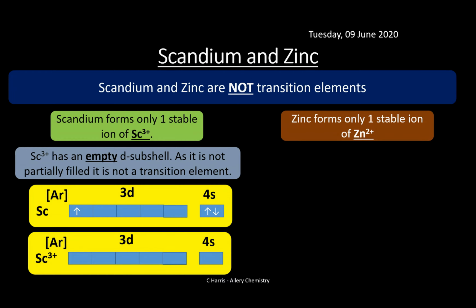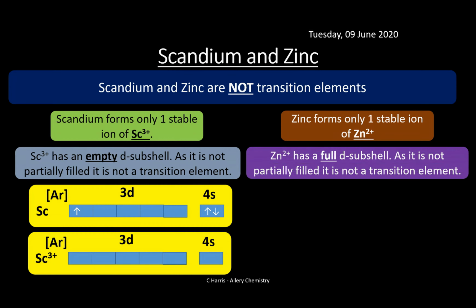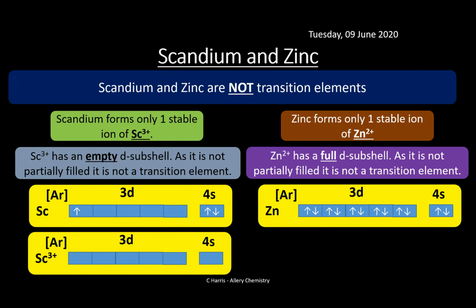Zinc only forms one stable ion, which is zinc 2+. Zinc 2+ has a full D subshell, so that means it's not a transition element. The reason why is, if we look at the electron configuration of zinc, it's full. We've got a full 3d and a full 4s.